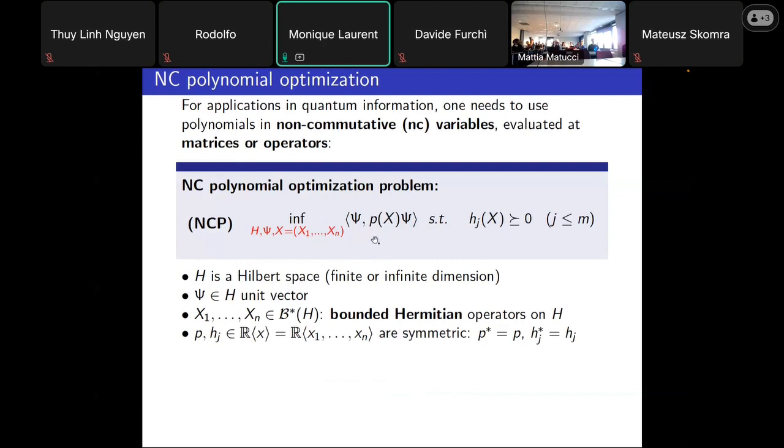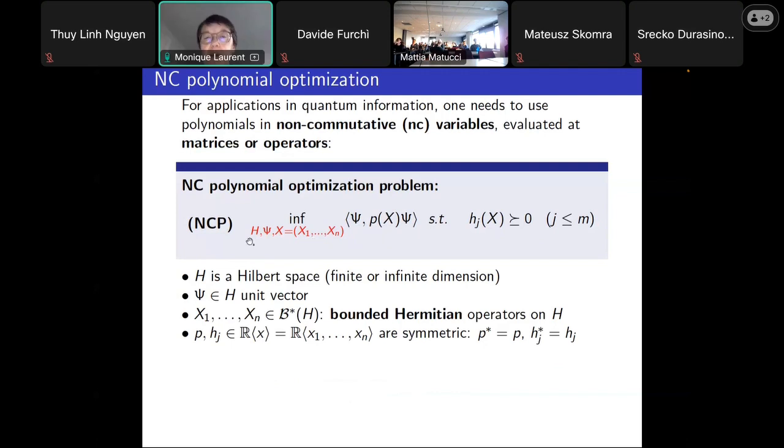What is the objective function? We have a polynomial p, which we also evaluate at this matrix tuple. So we get a matrix, p of x is a matrix. And then if we want to minimize something, we should minimize a number. So what we do is we pick a vector psi, and we take psi star p of x psi. Here I denote by this bracket the inner product over the Hilbert space H.